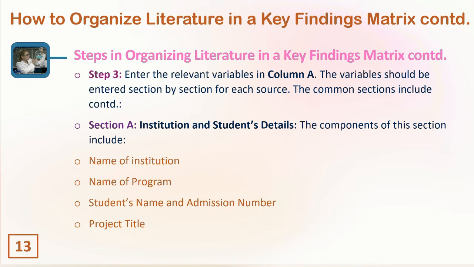The common sections include Section A. Section A concerns institution and student details, and the components of this section include the name of the institution concerned, the name of the program, the student's name and admission number, and the title of the proposed project.